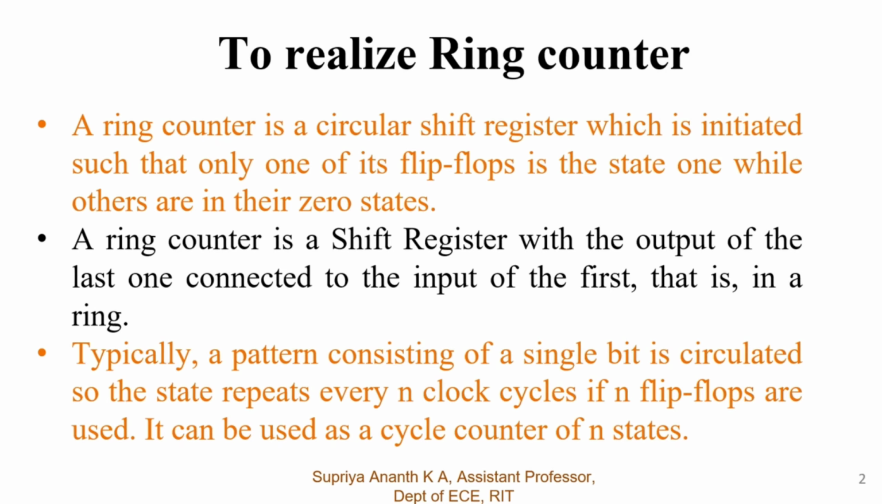The ring counter is a general shift register with the output of the last connected to the input at the first. Then it is a ring, which means the previous output is shifted one by one, from one flip-flop to another flip-flop. Typically, a pattern consisting of a single bit is circulated so that the state repeats every n clock cycles if n flip-flops are used, and it can be used as a cycle counter for n number of states.